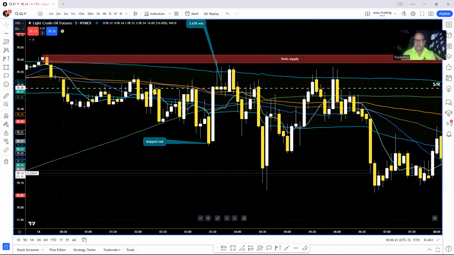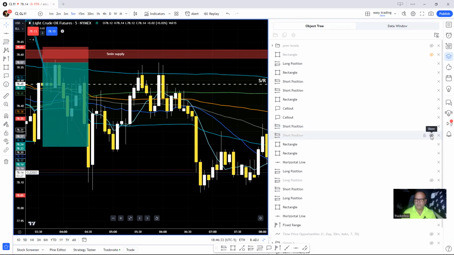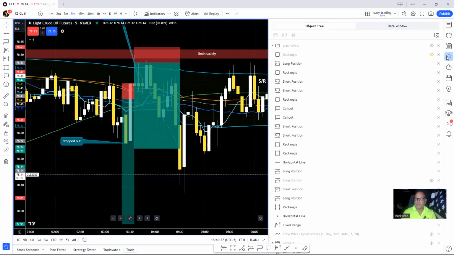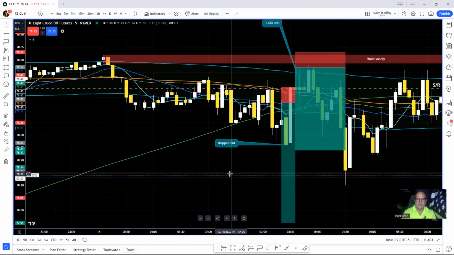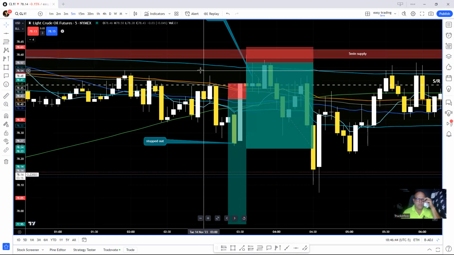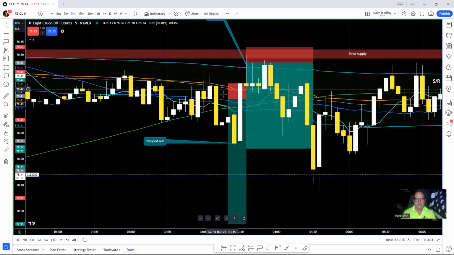If we go in, why are they hidden? I'm not sure. Short position. Yep, there it is. And short position. All right. So these were our London market trades. You can see we had support and resistance right here.